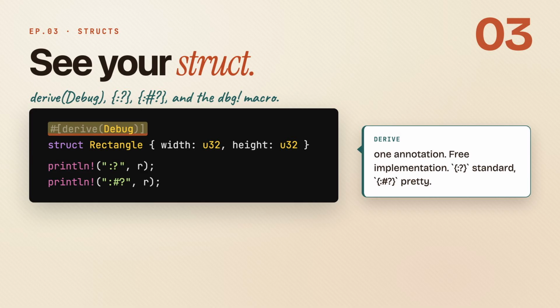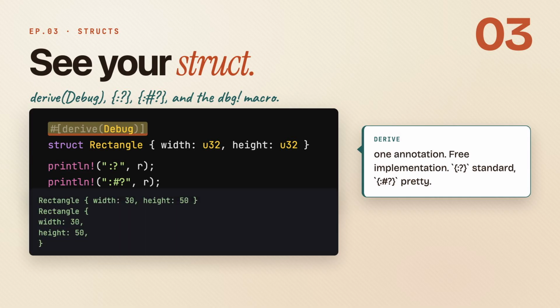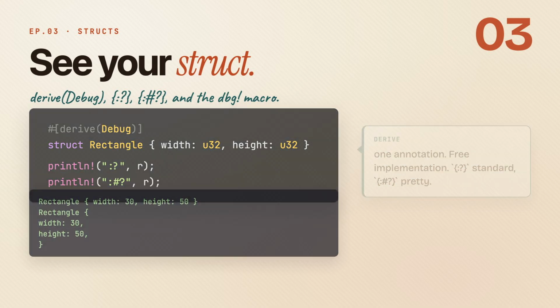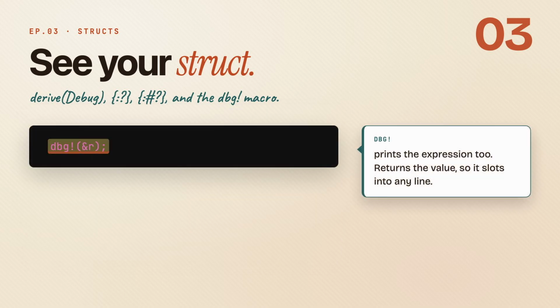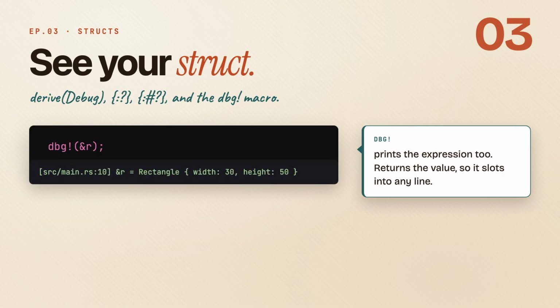Well, let's opt in. Opt in with this line. Derive Debug above the struct tells Rust to generate a debug printer for you. Now, if you do this, it just works. The rectangle prints as a Rust-style record, and if you use the pretty format, it prints one field per line, which is easier to read in real output.